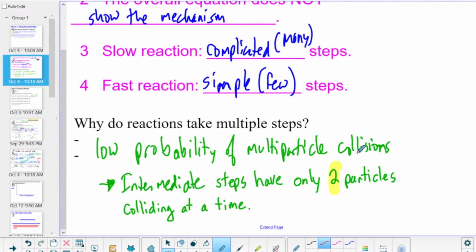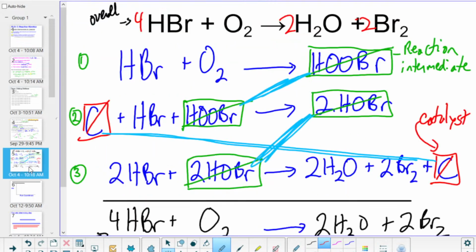And we've already established that there's a low probability of multiparticle collisions, and intermediate steps only have two particles at a time. Notice, two particles, and a catalyst holding them together, two particles. This reaction doesn't happen that way. And anytime you see more than that happening, there's a multi-step reaction. It's just they all happen quickly enough that this is the product that sticks around. So you're not going to see these unless you do something fairly fancy.